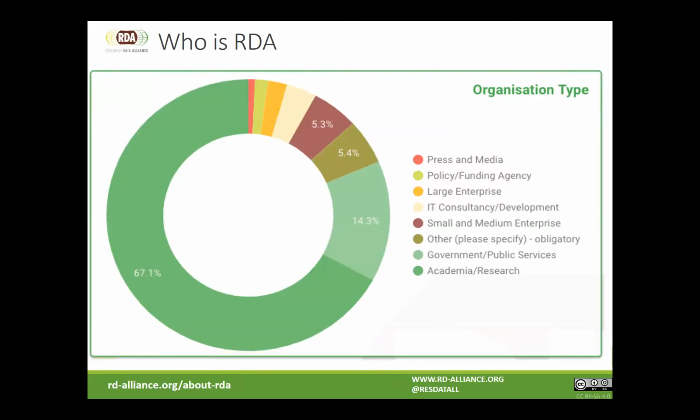So this slide here is another way of looking at the membership. Hilary showed a breakdown of how members categorise themselves in terms of their job role. This is how individual members categorise themselves in terms of the organisation they come from.